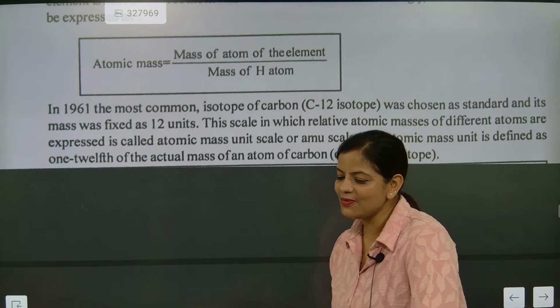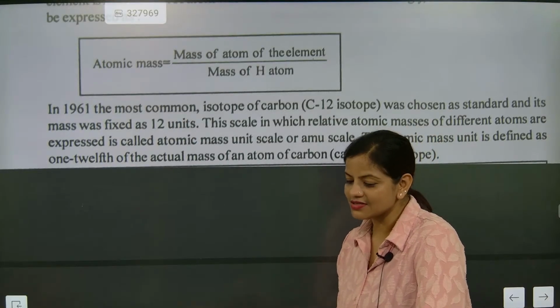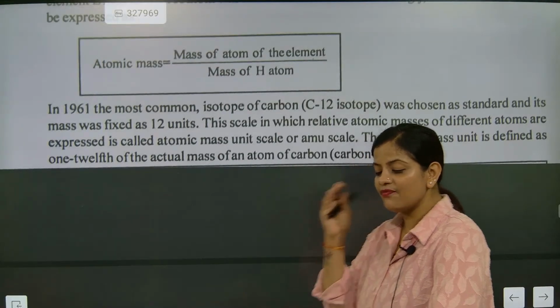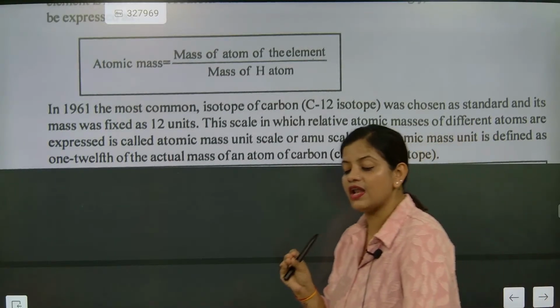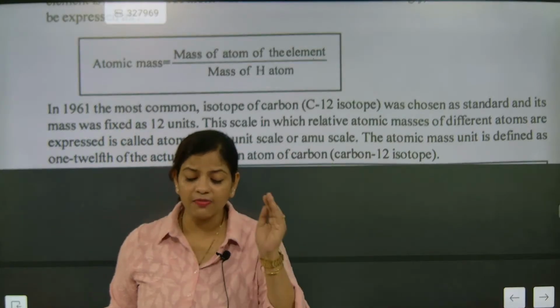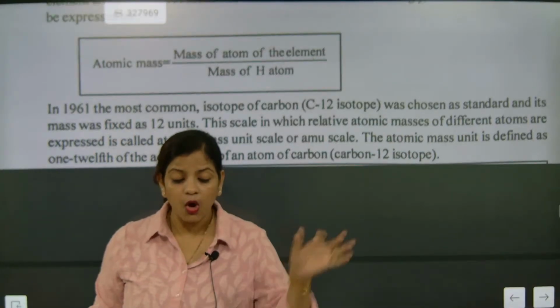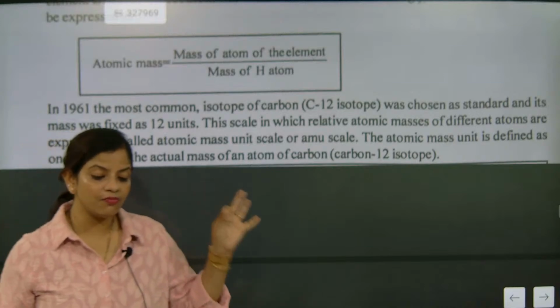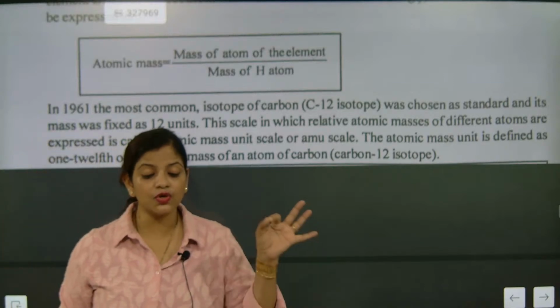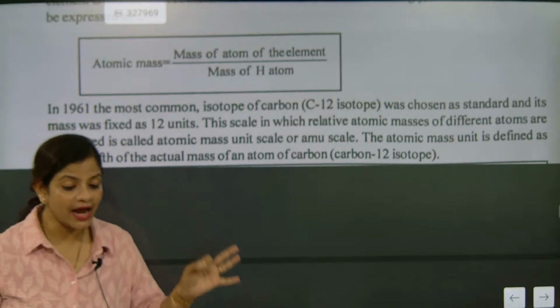So if somebody asks you what is the mass, what are you going to say? Yes, 12 units. And beta, whenever anybody asks you, you have to say the atomic mass unit is defined as what? 1/12 of the actual mass of an atom of carbon.